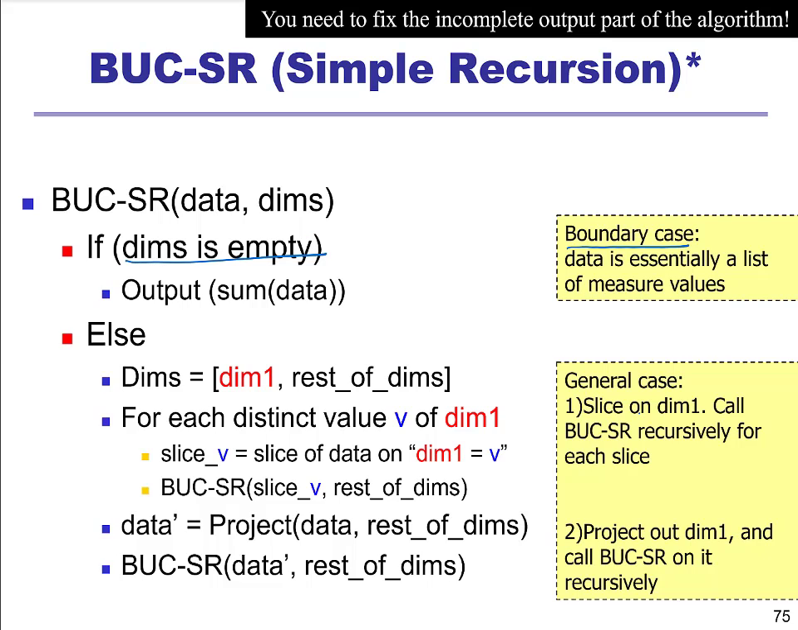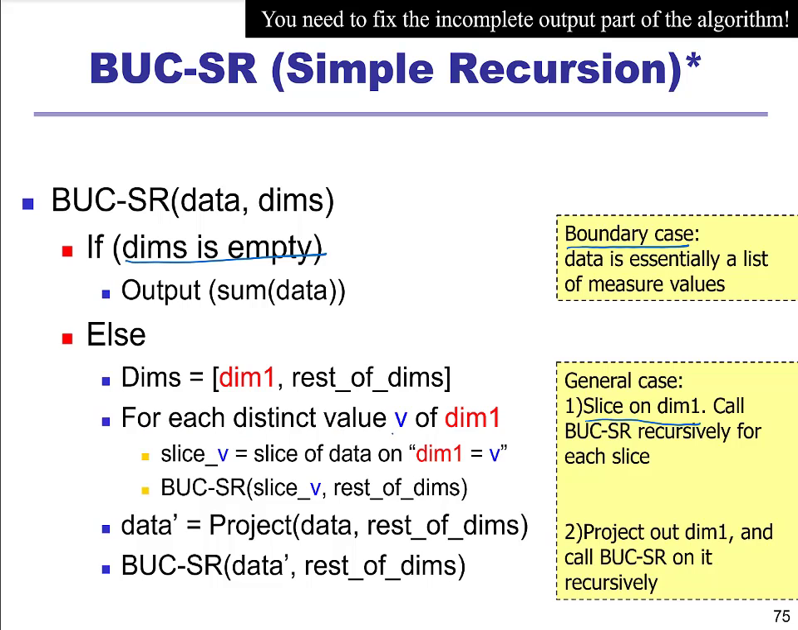And for a general case, what we need to do is firstly slice on the first dimension. Of course you can choose to slice on other dimensions, but in order to make the algorithm run correctly, it's better to take the first, because the dimensions are implicitly ordered within a list, right? So every time we just take the first dimension and we do the slice on it.